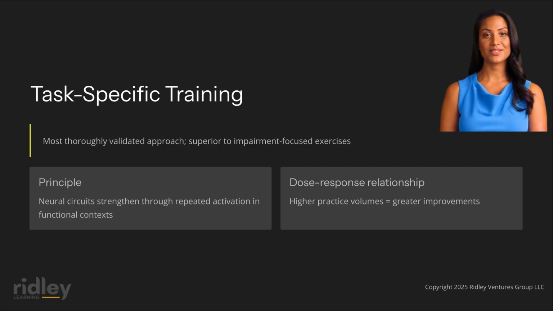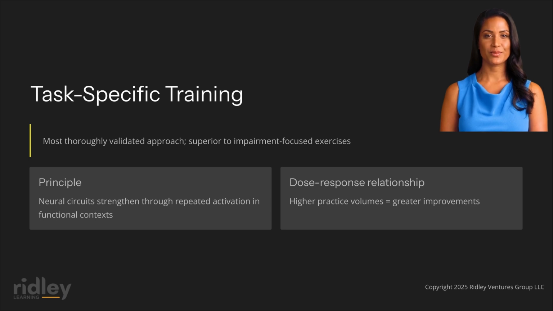Upper extremity task-specific training emphasizes reaching, grasping, and manipulation activities that address the fine motor control and coordination deficits most limiting to independence in activities of daily living, while lower extremity training focuses on weight-bearing, stepping, and gait activities that restore ambulatory function. The dose-response relationship for task-specific training indicates that higher practice volumes generally produce greater functional improvements, supporting the clinical imperative to maximize repetitions of meaningful task practice within and between therapy sessions.